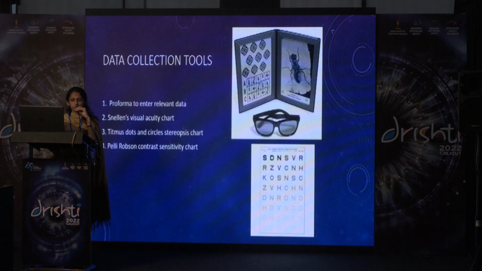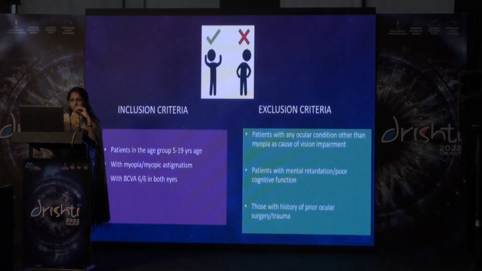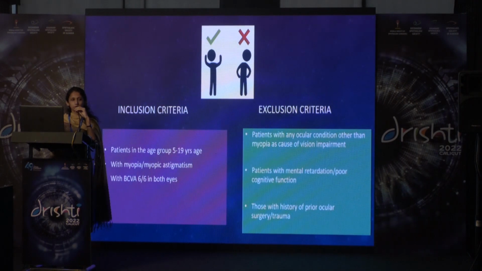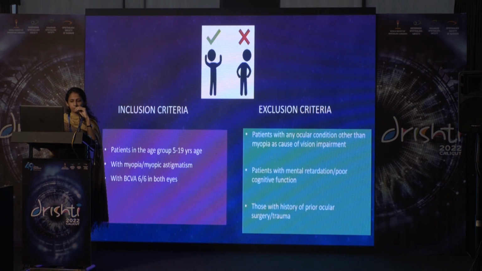The data collection tools used were a proforma to enter the relevant data, Snellen's visual acuity chart, Titmus dots and circles stereopsis chart to assess the stereopsis, and Pelli-Robson contrast sensitivity chart to assess the contrast sensitivity. Coming to the inclusion criteria, it included patients in the age group 5 to 19 years with myopia or myopic astigmatism with best corrected visual acuity of 6/6 in both eyes.